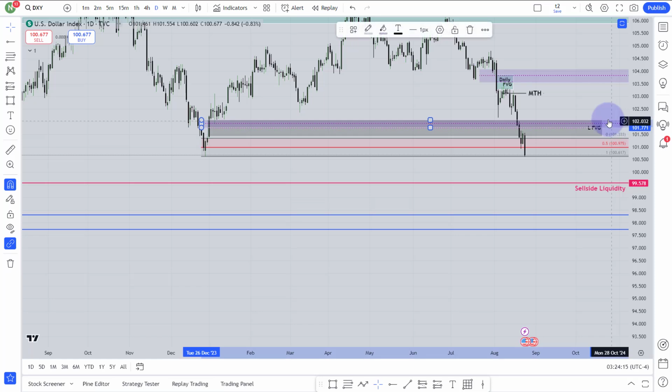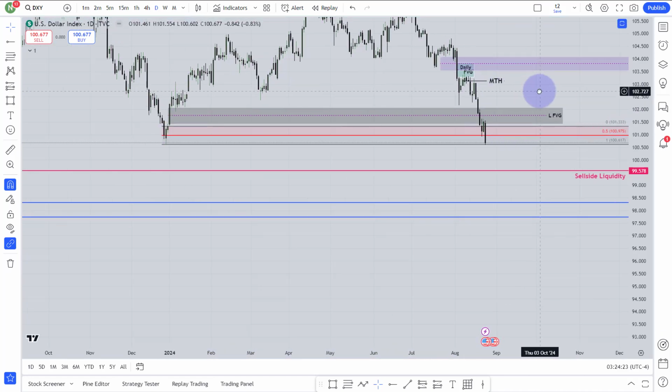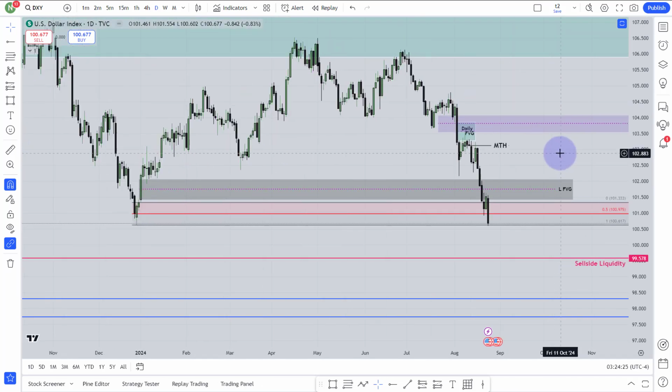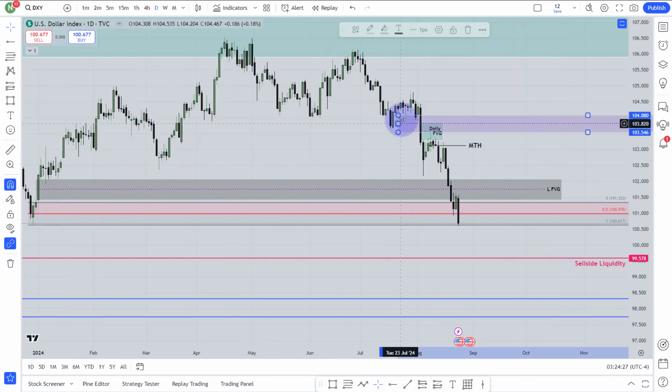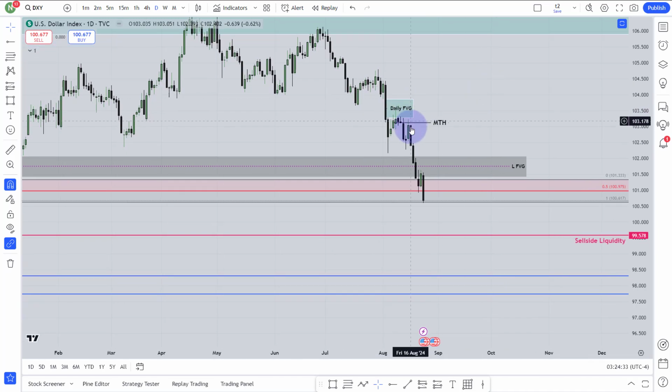Let me actually remove this one, because you will remember this is the weekly last fair value gap which has broken, and you can expect that it is going to use that as a resistance fair value gap. From the daily chart, all you can see that, let me remove this one as well. Market went lower, market structure shift, daily fair value gap, trade the daily fair value gap.